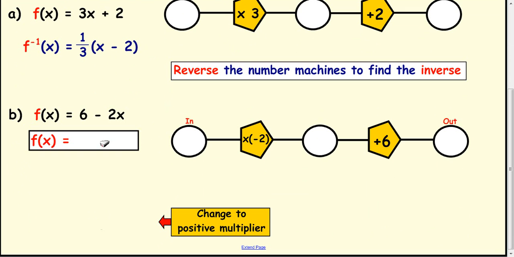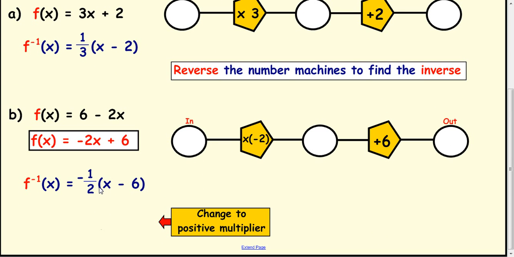With part B, the first thing I would do is rewrite it and put the x's first. So it's negative 2x plus 6. So a number machine would look like multiplying by negative 2 and then adding 6. So the inverse function, f negative 1 of x, is subtract 6 and divide by negative 2. So subtract 6 and divide by negative 2 or negative a half.